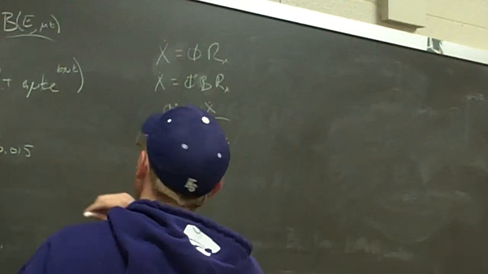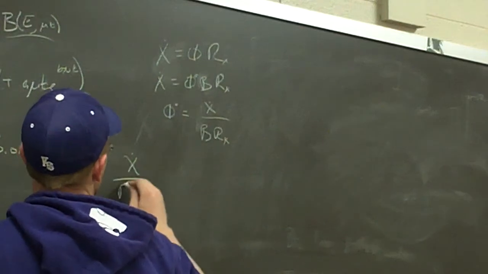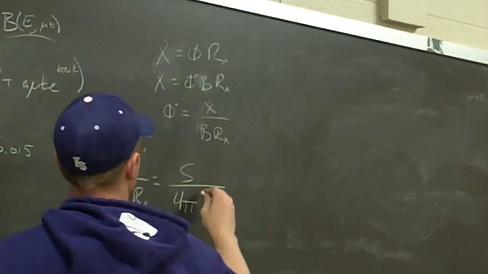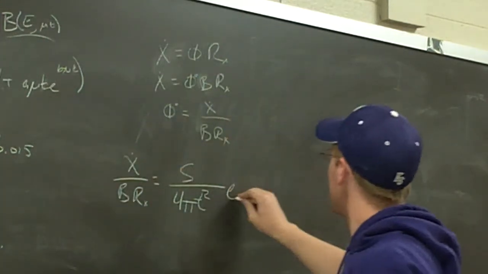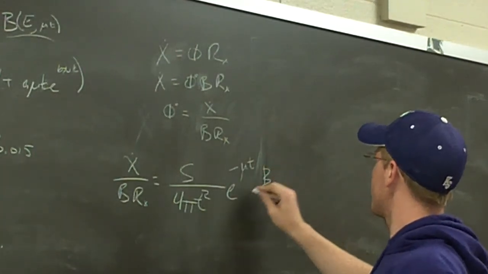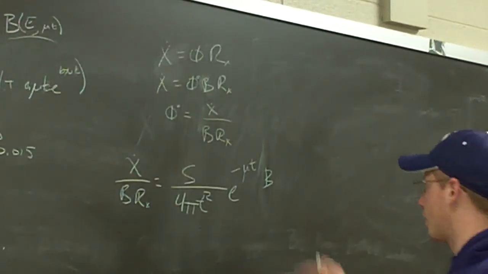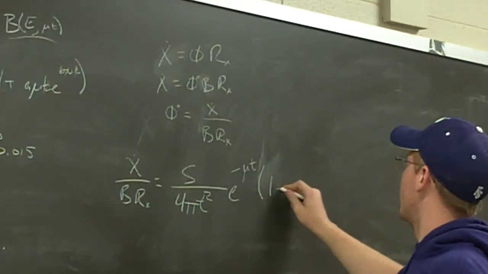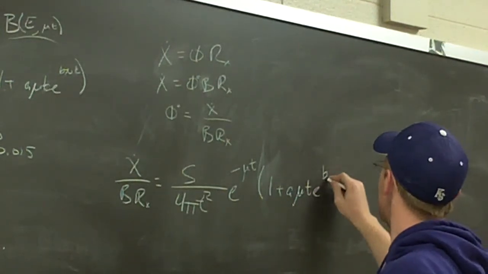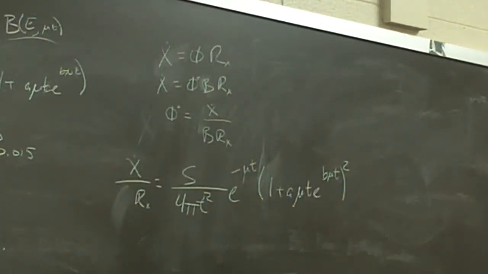So let's set these two equal to each other. Let's just see what happens here. S over 4 pi t squared, e to the negative mu t, and I'm gonna just write this as B again because I'm just gonna see what happens. Okay, putting it back in the other way. 1 plus a mu t e to the b mu t, squared. Get rid of this. Everybody okay with that?